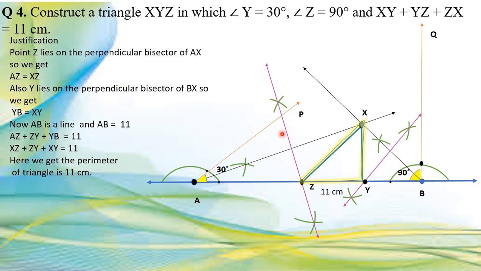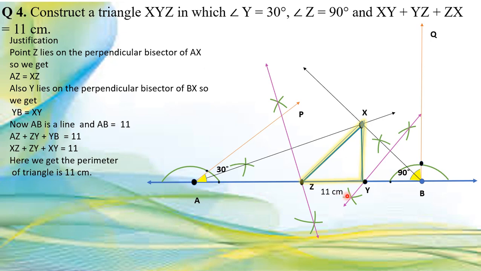As in this figure, we have this point Z. It is on the perpendicular bisector of AX. So this point Z is at the same distance from A as well as X. So we can say AZ is equal to XZ. Similarly, this point Y is also on the perpendicular bisector of BX, so this point Y is at equal distance from points B and X. So we can say YB is equal to XY.